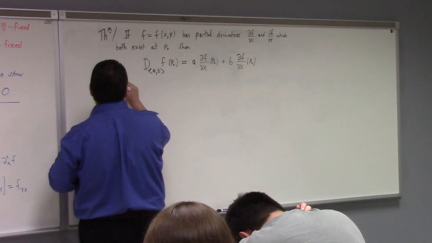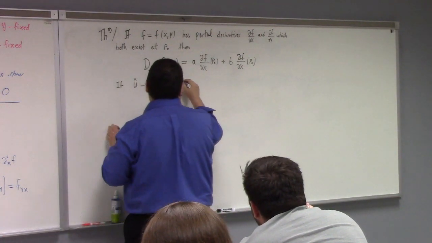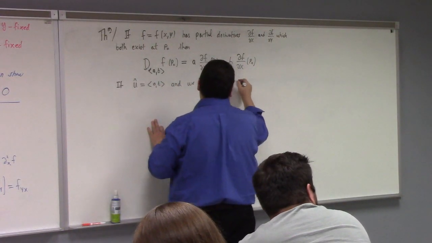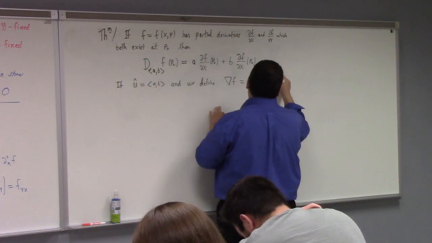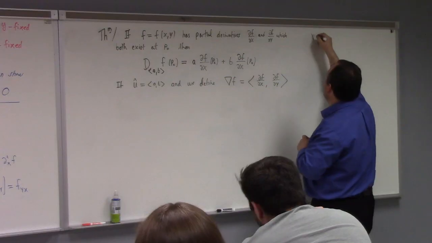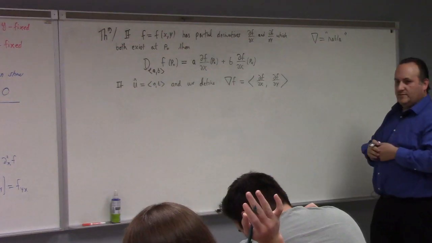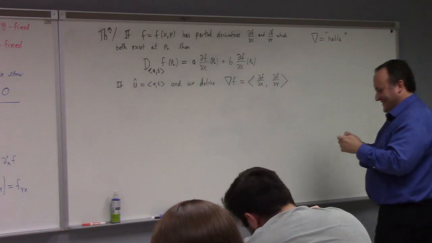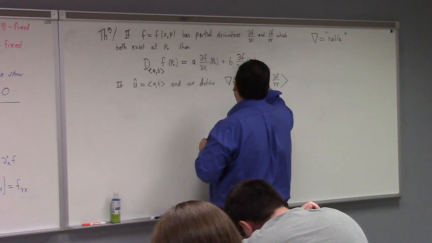So if u hat is equal to (a, b), and we define nabla of f equal to (partial f, partial x, partial f, partial y). You're going to ask me again, this is nabla. Sometimes it's also read del. We put plus b partial f. Oh, thank you. Good grief, that's a y. Anyway.